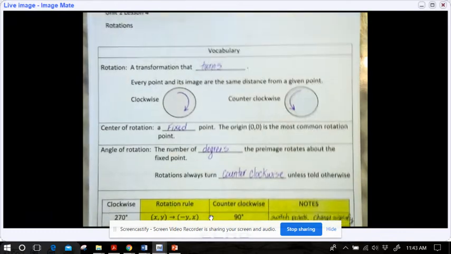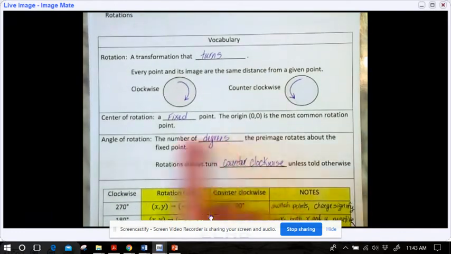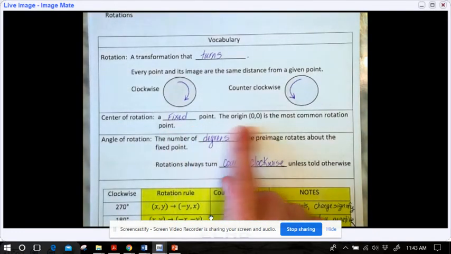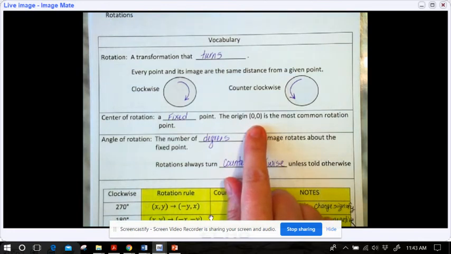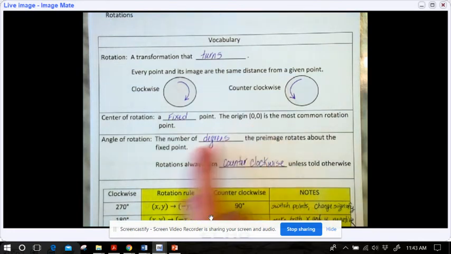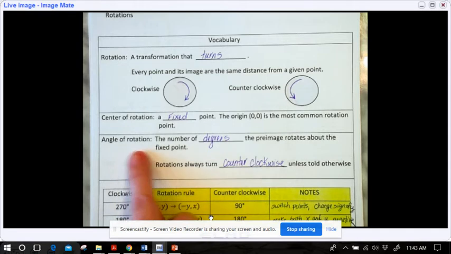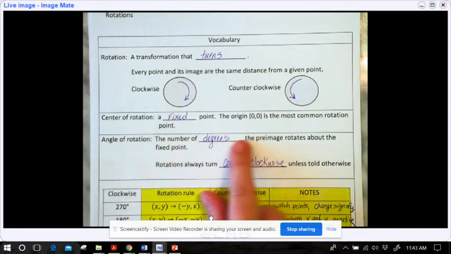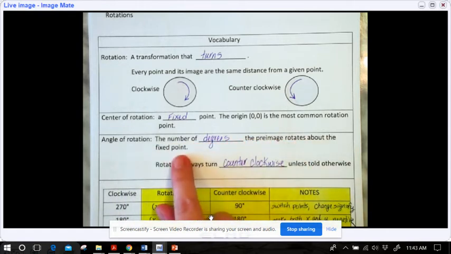The center of rotation is a fixed point. The origin is typically this fixed point for us. Angle of rotation is the number of degrees that the pre-image will rotate about that fixed point. And typically for our class, our rotations will always turn counterclockwise unless we're told otherwise.